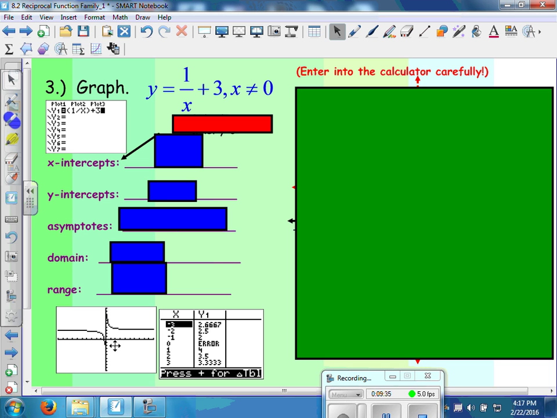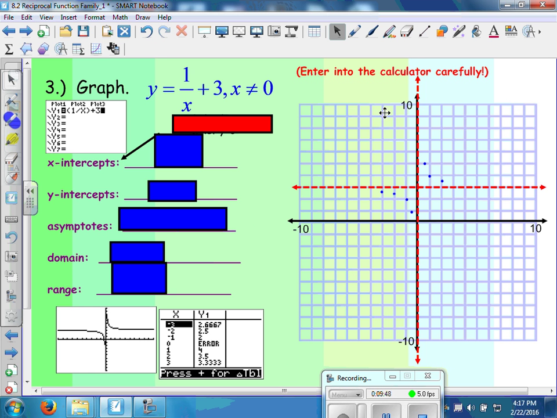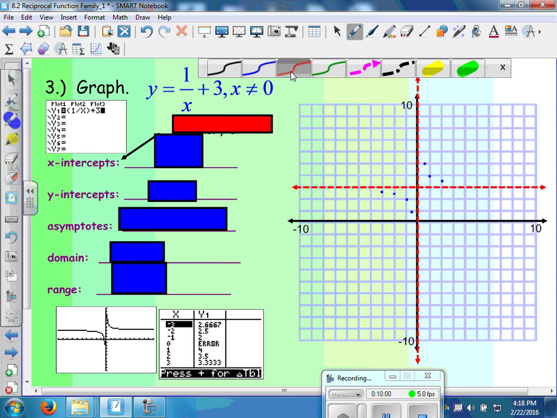And you will see a graph where the curve splits as well, but this time the asymptotes are going to shift. The parent function will be 1 over x. The 3 causes a vertical shift up. And here is what your graph looks like. You now have a vertical asymptote still at x equals 0, but now we have a horizontal asymptote at y equals 3. Drawing in my points and my curves.